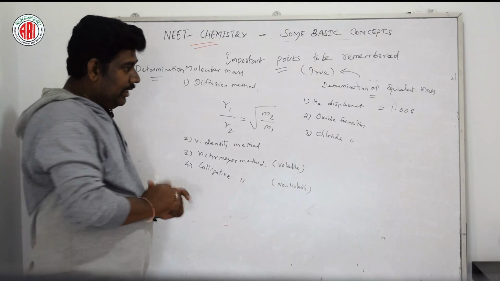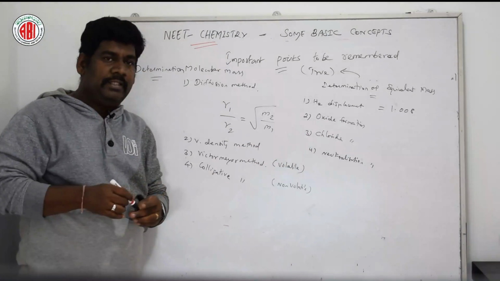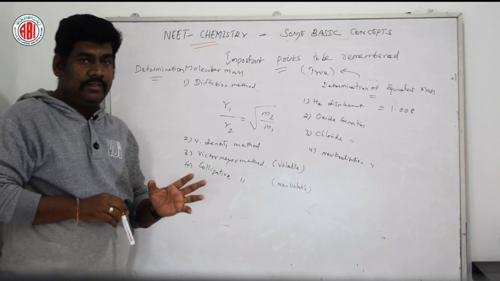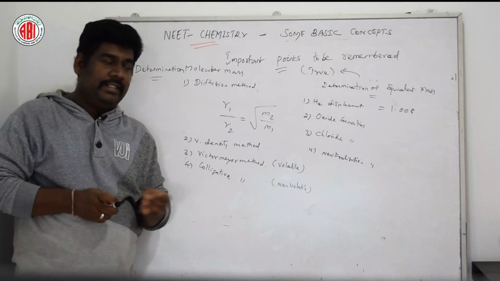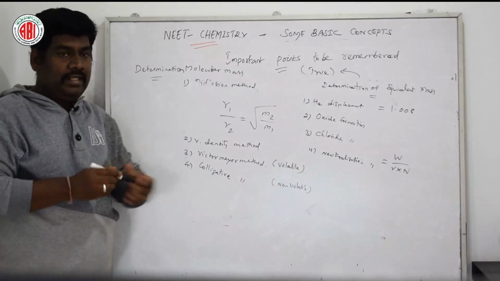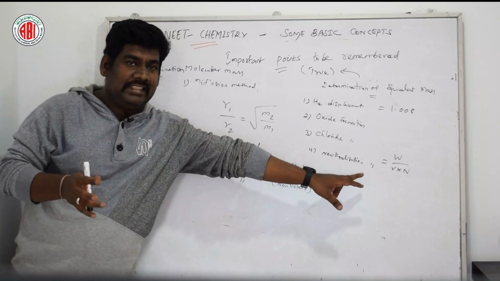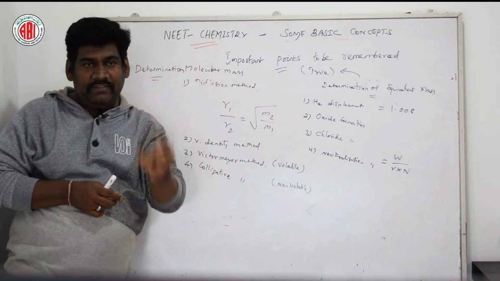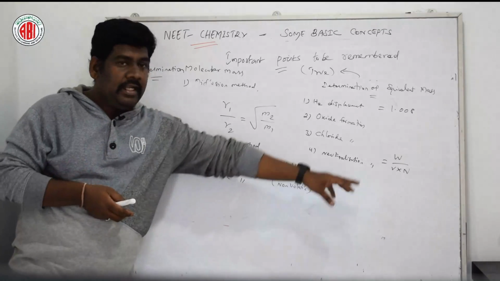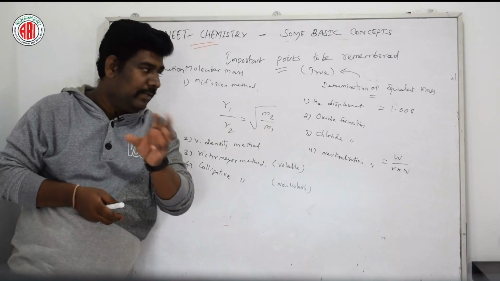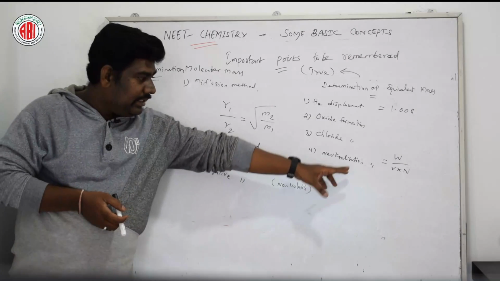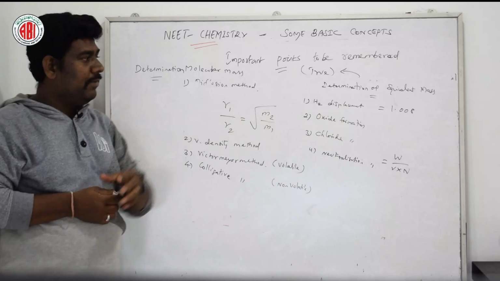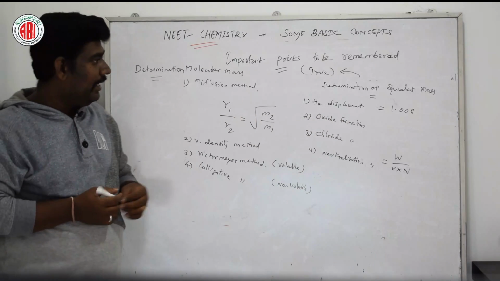The neutralization method is one more method used for determining the equivalent mass. According to this, we use the formula W by V into N. Here W is the mass of the given acid or base in grams, V is the volume of the given base or acid in liters, and N stands for the normality of the base or acid. So these are a few important points to be remembered.